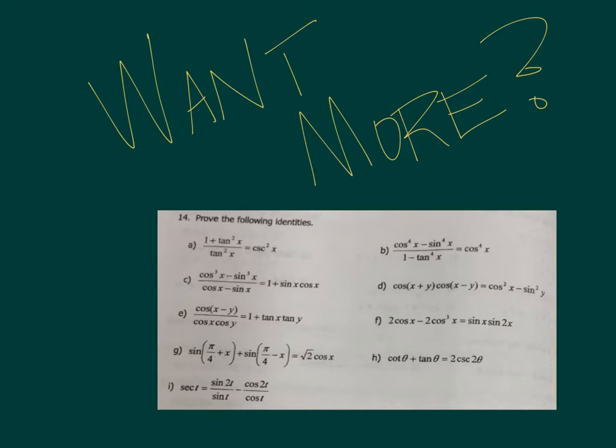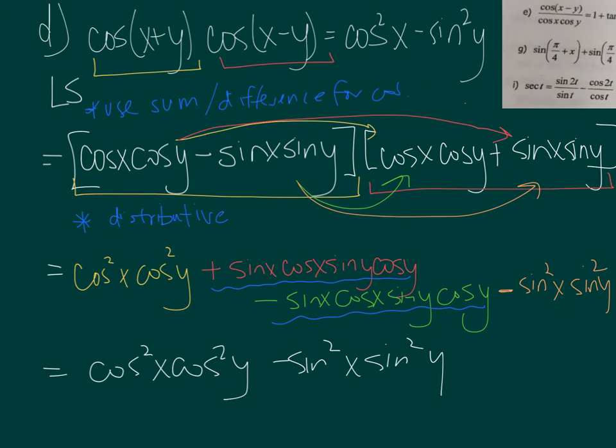You say you want even more trig identities? Well, here we go. So this is cos of (x plus y) times cos of (x minus y) equals cos squared x minus sine squared y. So we're going to use the sum and difference formulas for cos.